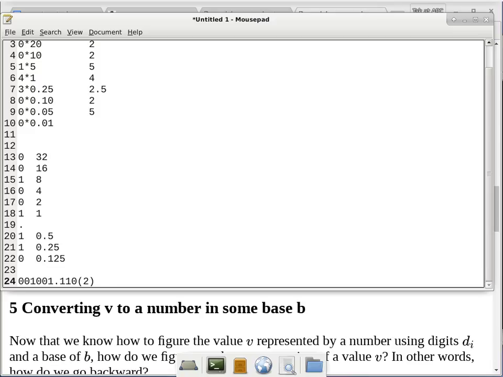It represents exactly the same quantity as 9.75 in base 10. It's just a different label. It's just a different name of the same quantity, the same value. Do we have any questions about this?